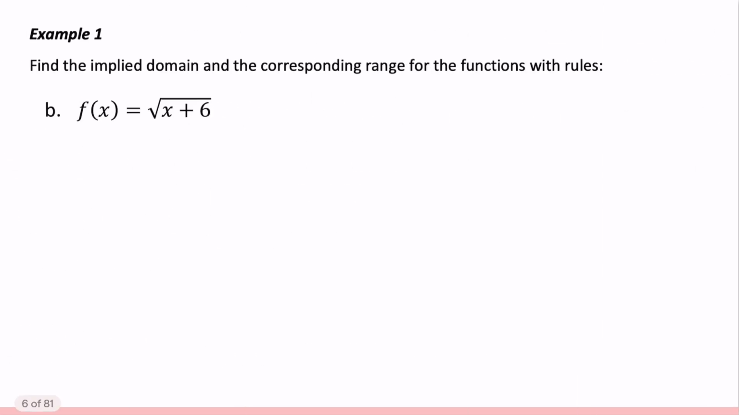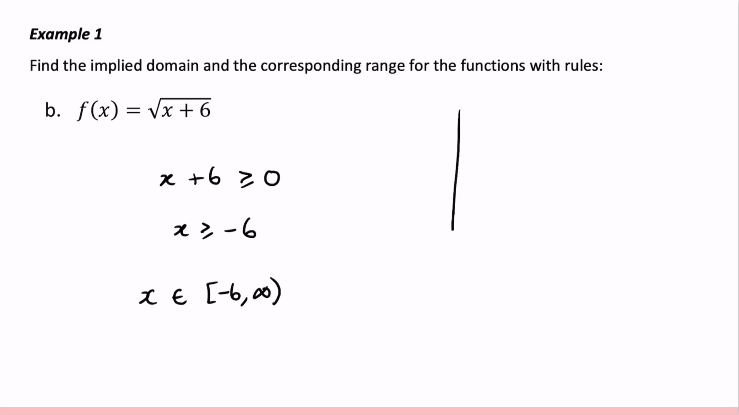Part B says the same thing, find the implied domain and the range for this. This now is the square root function. You might just be able to look at that and sketch it straight away, but I'm just trying to do it using the rules that we spoke about. We know that underneath the square root, it is not allowed to be less than 0. So we will say x plus 6 needs to always be greater than or equal to 0. If we take that 6 over, that tells us that x needs to always be greater than or equal to -6. So our domain will be from -6 to infinity.